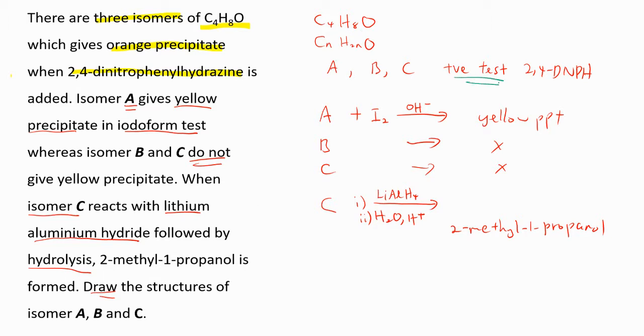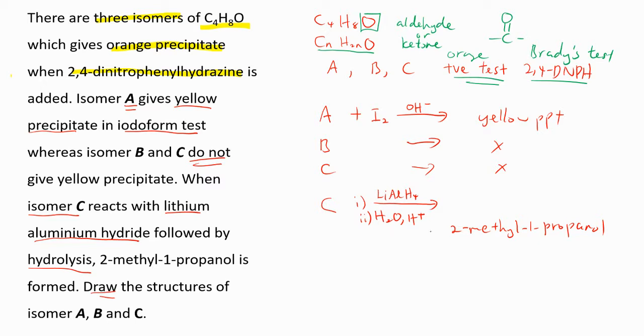It gives a positive test, the orange precipitate, to 2,4-DNPH. This is Brady's test. Brady's test is to confirm the presence of a carbonyl group, meaning that it could be either aldehyde or ketone because we only have one oxygen. And this is the general formula of the homologous series for aldehyde or ketone. Now another one we look at.